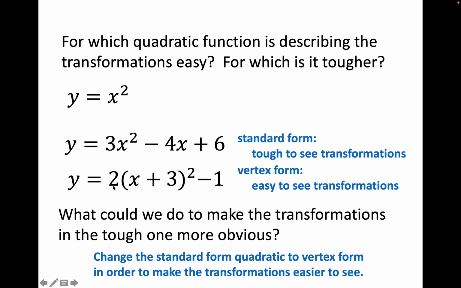So whenever working with quadratics, we want to somehow get them into vertex form because then we can more easily talk about the transformations. So what could we do to make the transformations more obvious in the tough one? Well, we could change the standard form one into vertex form, and then we can more easily see the transformations. We learned a process of changing quadratics from standard to vertex form. Let's remind ourselves about that process now.